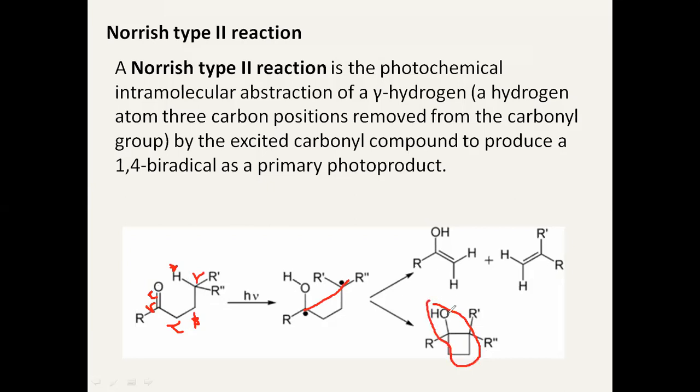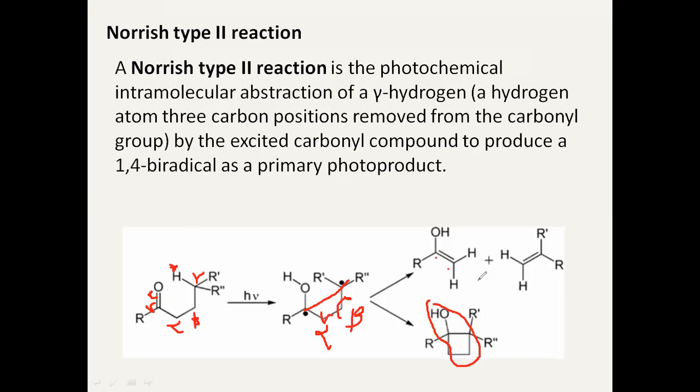Many times you will find such questions in NET, GATE, SET, many exams, and even in university exams. Cyclobutanol. What is the other fate of the reaction? Similar to McLafferty, alpha carbon, beta carbon cleavage takes place. Homolysis. This bond will form here and this bond will form here. So alkenes and enols are the final products of the Norrish type 2 reaction.